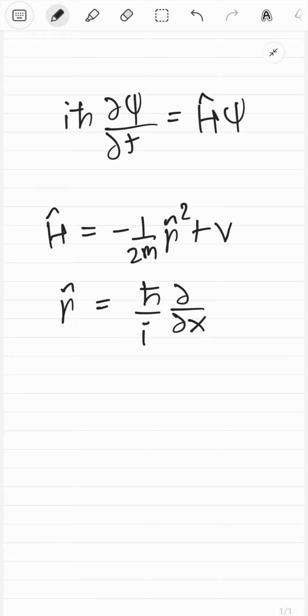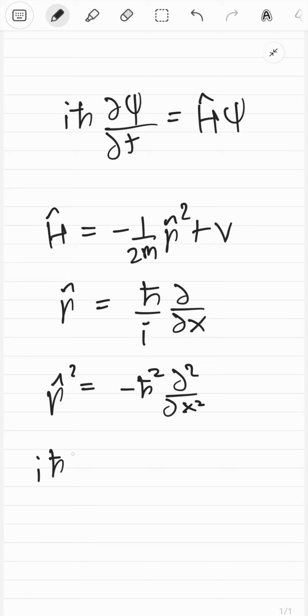So now p hat squared is not like apply p hat on psi and then square it. No, it means apply p hat twice. So p hat squared is basically h bar upon i partial x and h bar upon i partial x, which just becomes negative h bar squared partial squared by partial x squared. So essentially what you're saying is that i h bar partial psi by partial t is equal to p hat squared upon 2m. So this should not be negative over there, right?